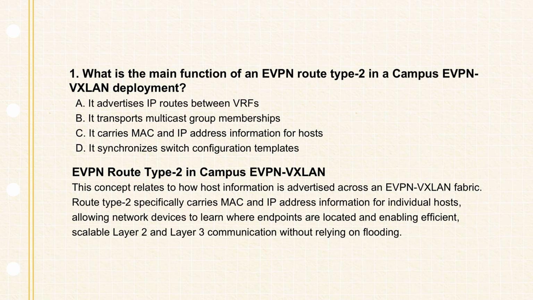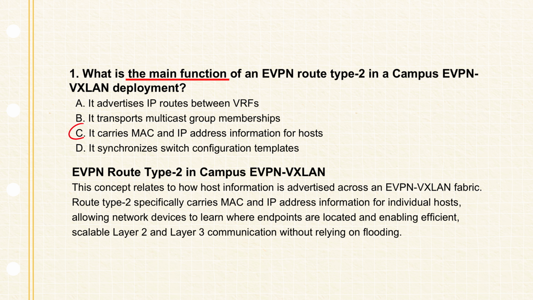It asks about the main function of an EVPN route type 2, specifically in a campus EVPN VXLAN setup. Okay, EVPN route type 2. So EVPN, Ethernet VPN, that's a control plane technology, right? For overlay networks like VXLAN, it helps figure out where everything is. Right. And type 2, the source calls it the MAC-IP advertisement route. So what's the key thing it does? Well, the big takeaway here is that it carries both the MAC address and the IP address information for end devices, all in one go.